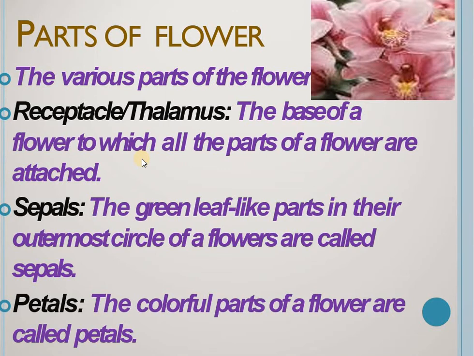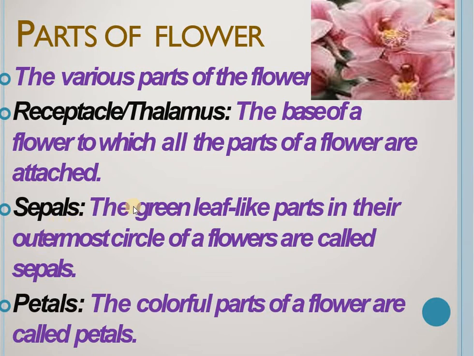Sepals and petals have no direct role in sexual reproduction. They are called as the accessory or non-essential floral organs. The stamens and the carpels are the essential floral organs as they take part in the process of sexual reproduction.